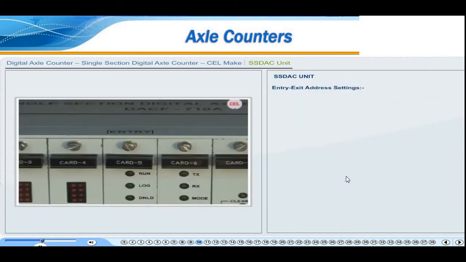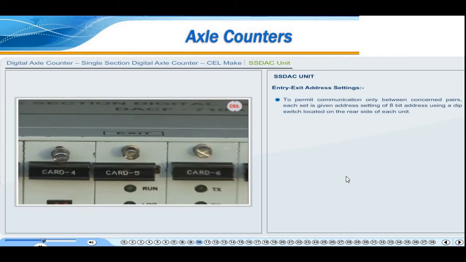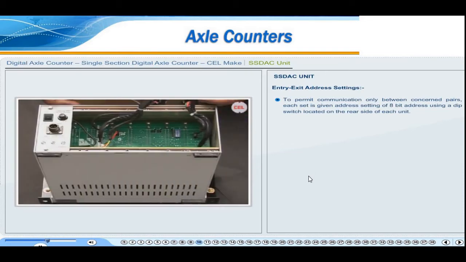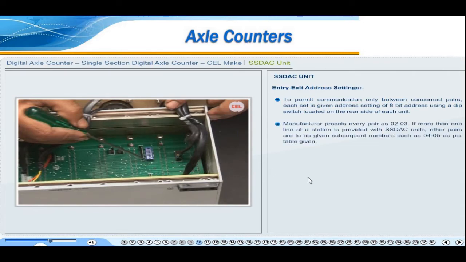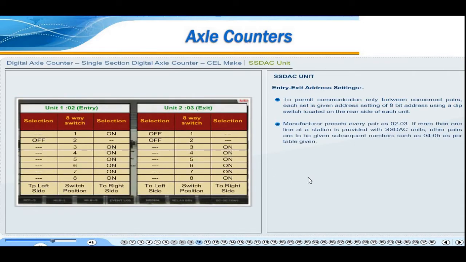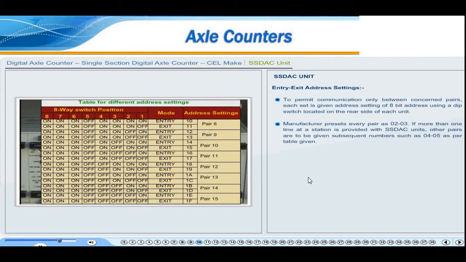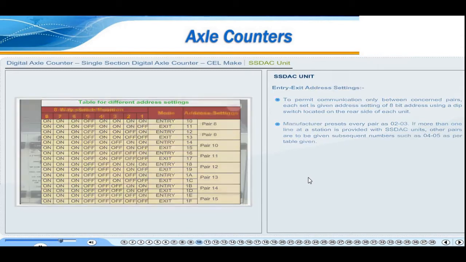Entry-exit address settings. To permit communication only between concerned pairs, each set is given an address setting of 8-bit address using a DIP switch located on the rear side of each unit. Manufacturer presets every pair as 0203. If more than one line of a station is provided with SSDAC units, other pairs are to be given subsequent numbers such as 0405 as per the table given.